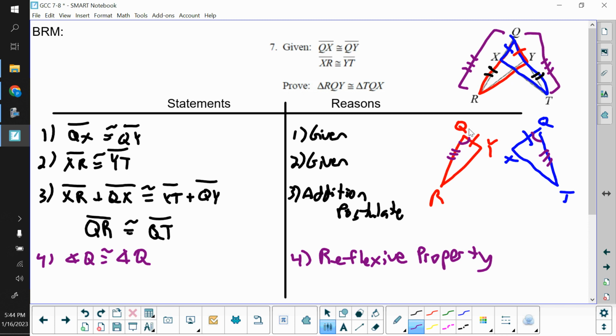Notice you have two sides with an angle in between, so that's going to be side angle side, congruent to side angle side. And our statement is just the triangles that we wanted to get congruent.